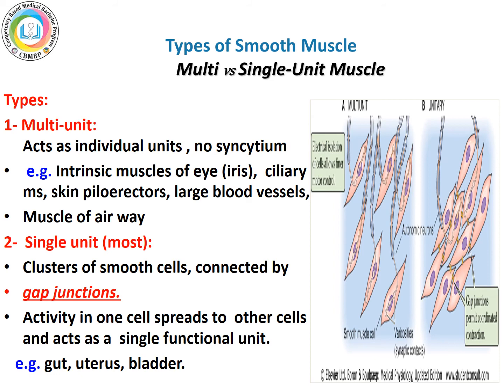We see this type of smooth muscle in the gut, GIT, like the large intestine and small intestine, and in the uterus, and also in the urinary bladder. And this is very important because we need all the muscle fibers of the urinary bladder to contract at the same time to perform the act of micturition.